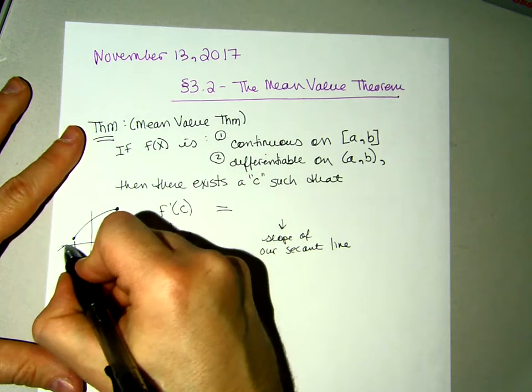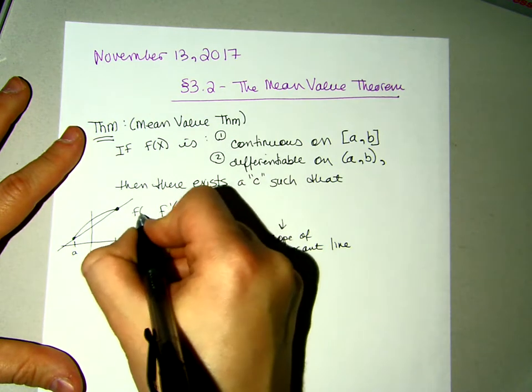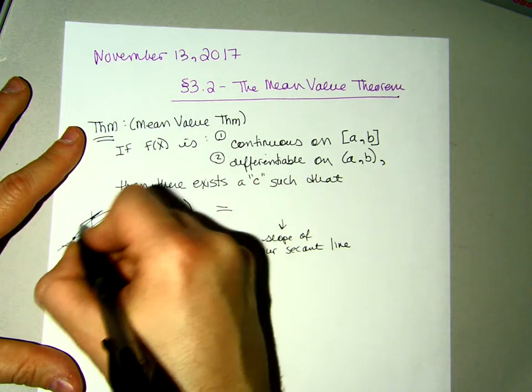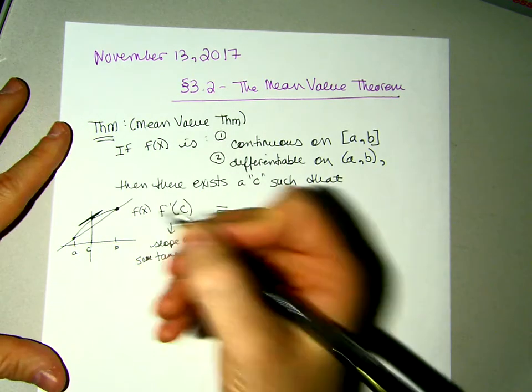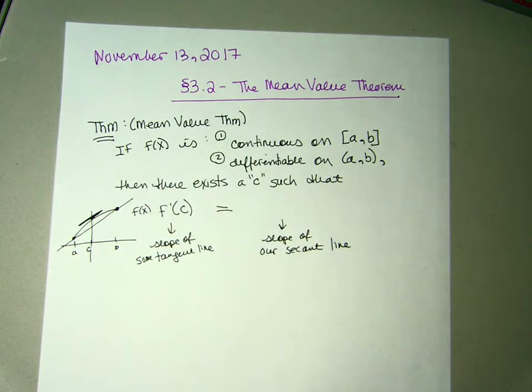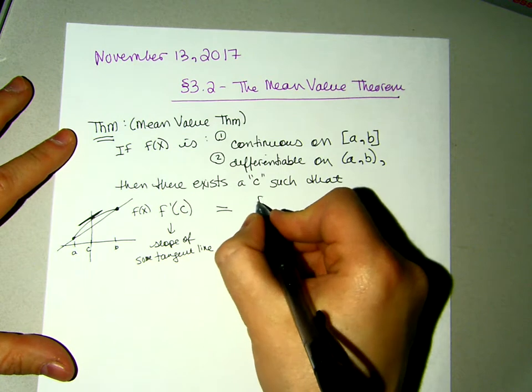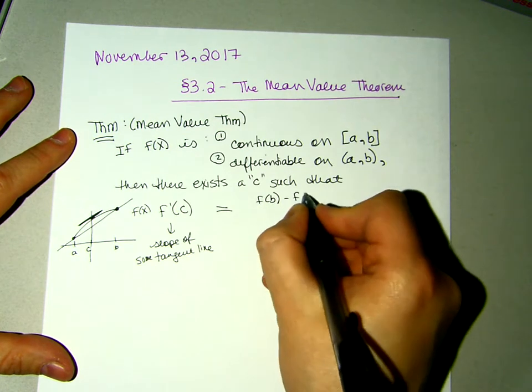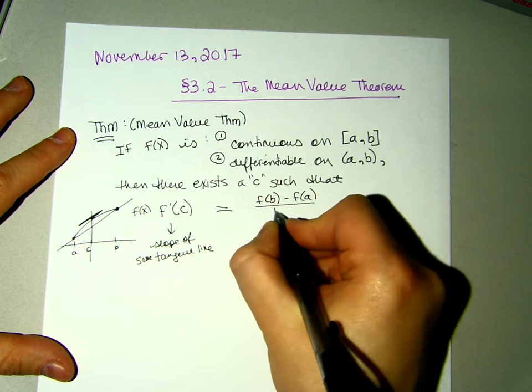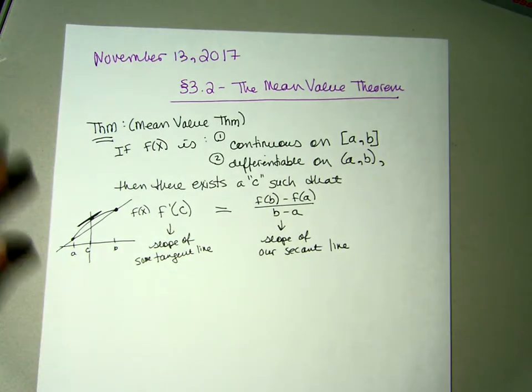I have some function. Here's the slope of my secant line. And looks like the place where the tangent line is the same thing as that is right about there. That's my c value. The slope of the secant line, well, I'm just going to use my normal y2 minus y1 over x2 minus x1 formula to find that. I think my y values are f of b and f of a. I think my x values are just b and a. That's the formula for the slope of my secant line.